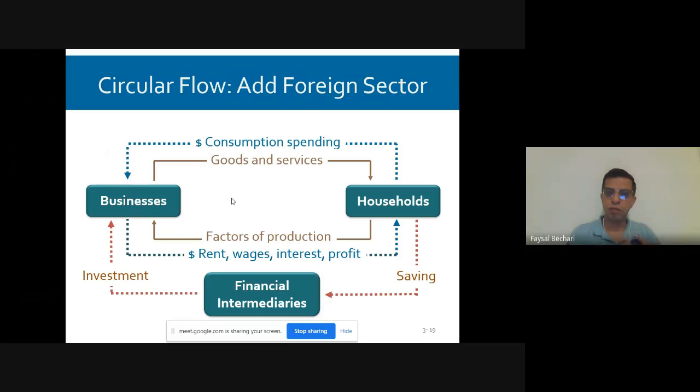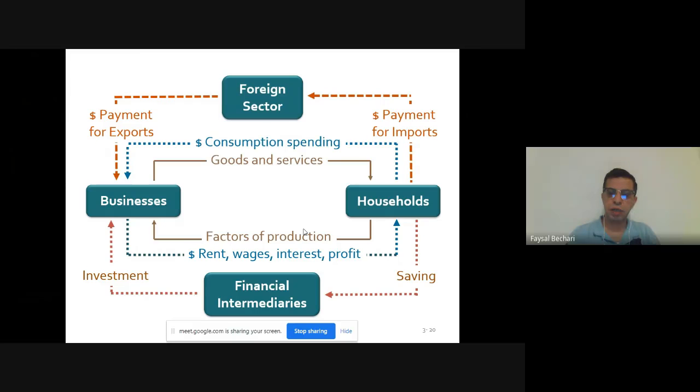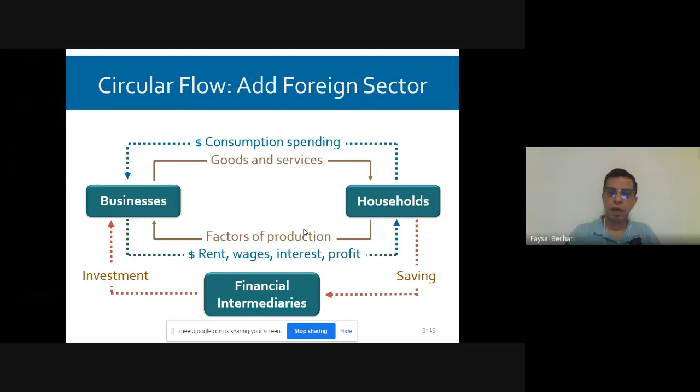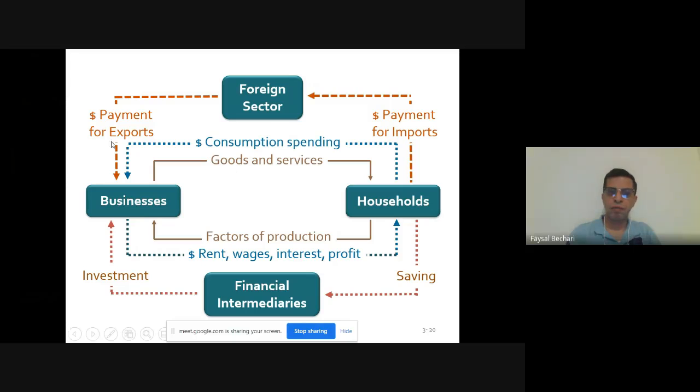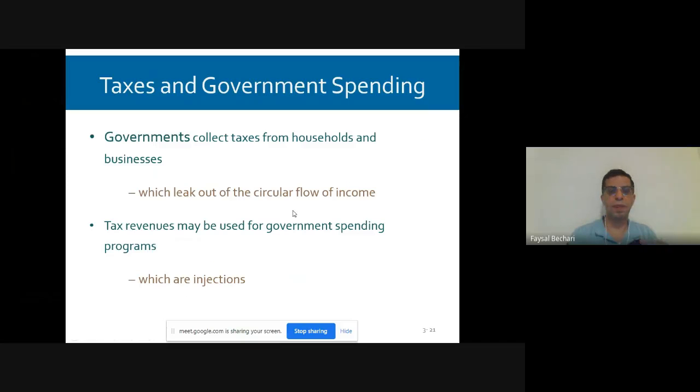So the circulation flow adds the foreigner sector. If you are doing exports, the foreigner sector will inject money here. And if you are doing an import for the household to consume, you're paying the foreigner outside. So this is the independent circulation that is outside from the household, and this is the financial inside investment. Outside investment, inside investment.